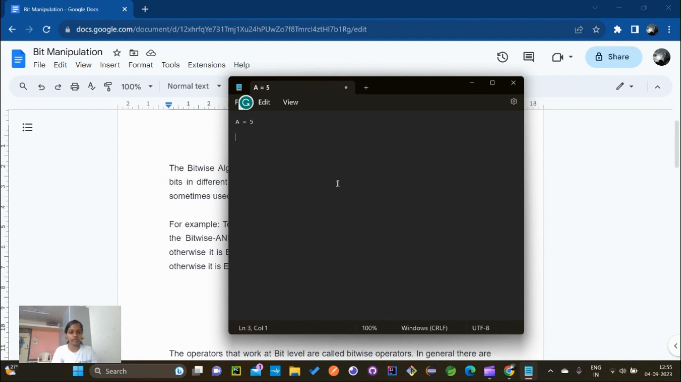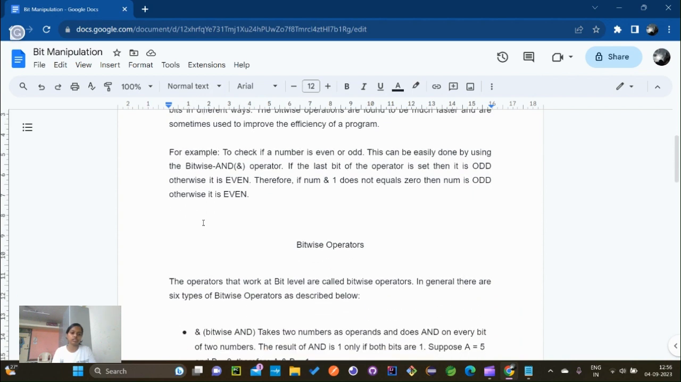So if I write the binary form, it's 101. So the last bit is 1, so it is odd. Suppose it is 6. If we write 110, it's 6. So it's even. We need to check only the last bit, and if it is 1, then it's odd. If it is 0, then it's even.